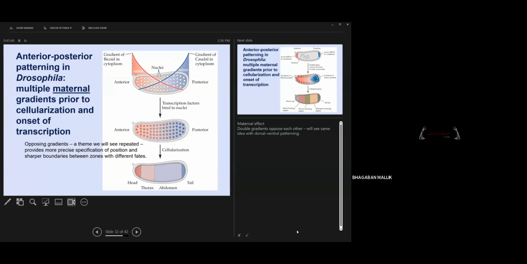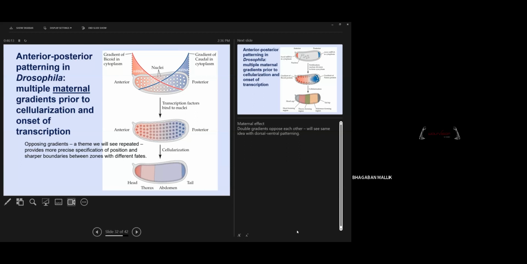Now, there is a set of genes or mRNAs also expressed in the posterior side to define posterior polarity. One of the mRNAs expressed in the posterior side is caudal. You can see that it acts as a gradient, like a morphogen. You have higher in one side, lower in another side. Bicoid is expressed more in the anterior portion and less in the posterior portion, and caudal is expressed more in the posterior portion and less in the anterior portion.